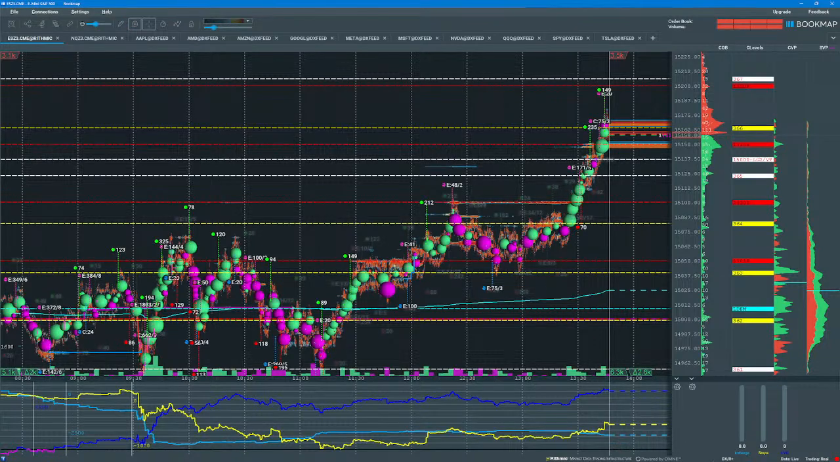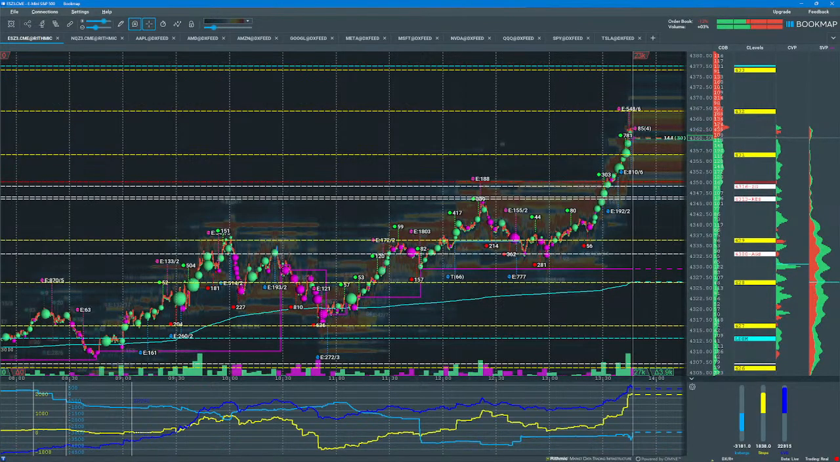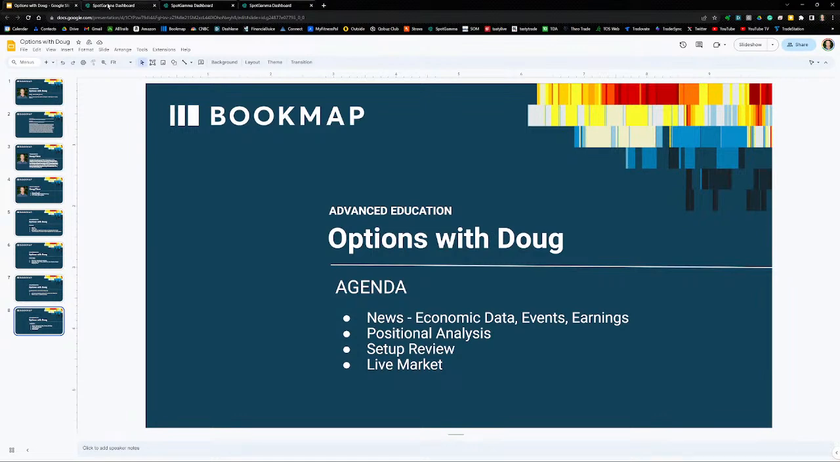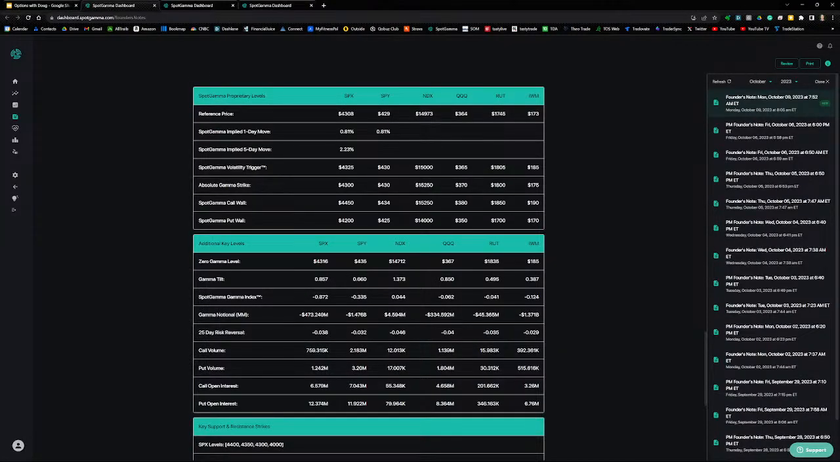Now let's take a look at gamma notional to see how market makers were positioned on the gamma curve at the beginning of the day. What I'm going to look at here is gamma notional for SPX, SPY, and QQQ. I normally don't look at NDX. It is not significant.